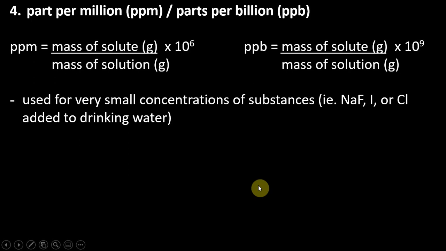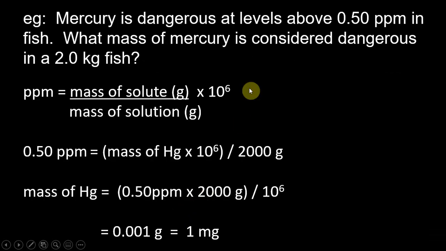All right, so let's use this as an example. Mercury levels above half a part per million are kind of lethal. So if we have a fish that's 2 kilograms, what is the mass of mercury that's considered to be dangerous? So again, set up our equation, plug in what we know: the 0.5 parts per million, mass of the mercury times 10 to the 6 divided by 2,000 grams.